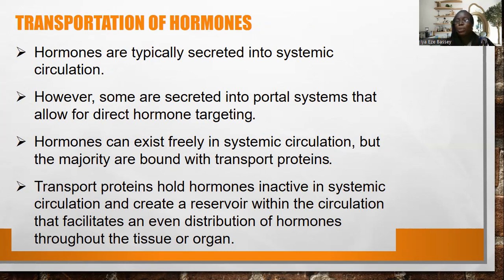And these transport proteins hold the hormones inactive in systemic circulation, which is why those type of hormones will have a long half-life. Those who exist freely usually do not have that kind of long half-life. And the transport proteins create a reservoir within the circulation that facilitates an even distribution of hormones throughout the tissue or the organ.